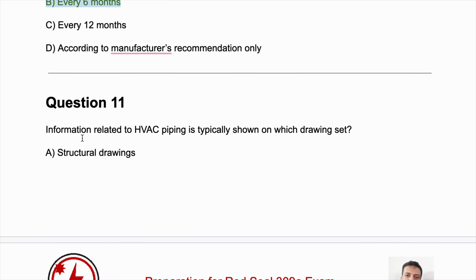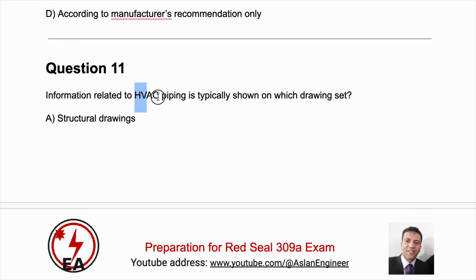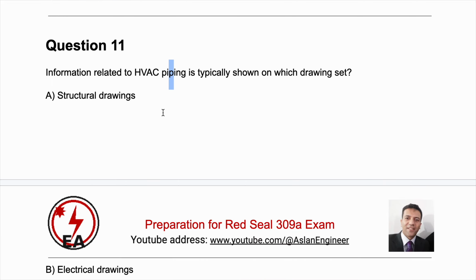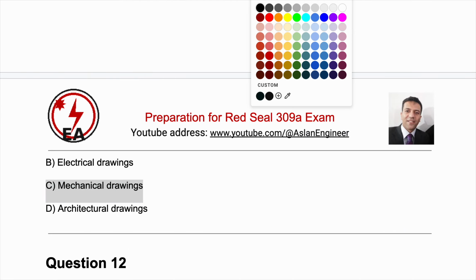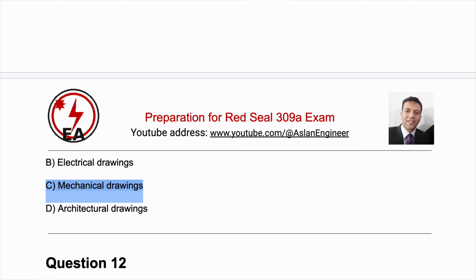Information related to HVAC piping is typically shown in which drawing set? HVAC and piping is in the mechanical drawings. Mechanical drawings is the correct answer for the HVAC system.